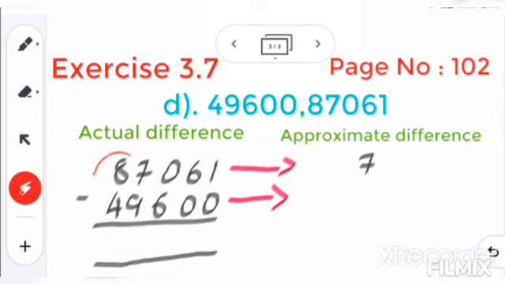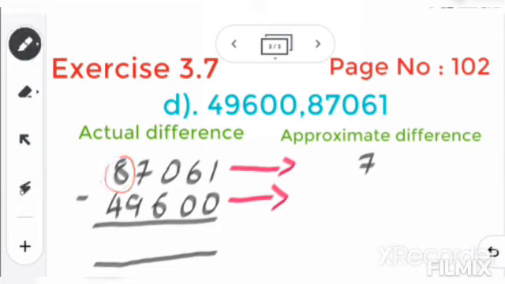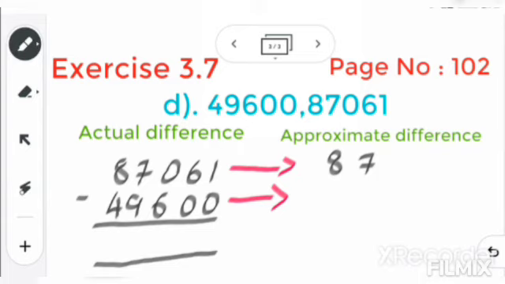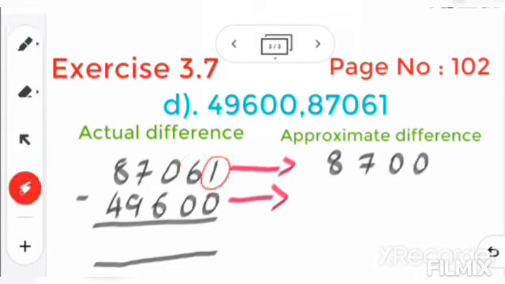And now the left side digit will remain the same. So here the left side 8 is there. So the 8 will remain the same. And the right side digits will become 0. So this 0 is 0 only. So it will be 0. Again this 6 will become 0. Again this 1 also will become 0.